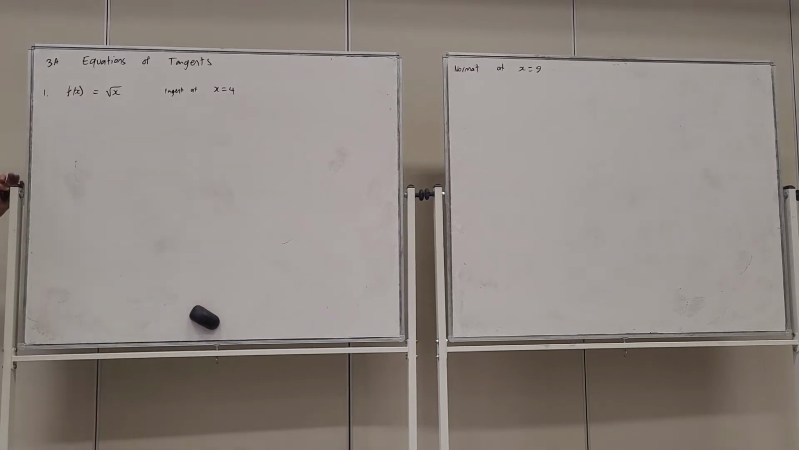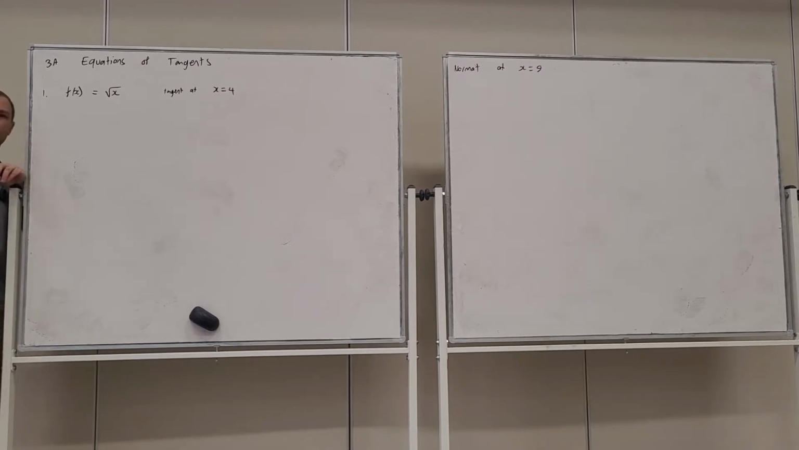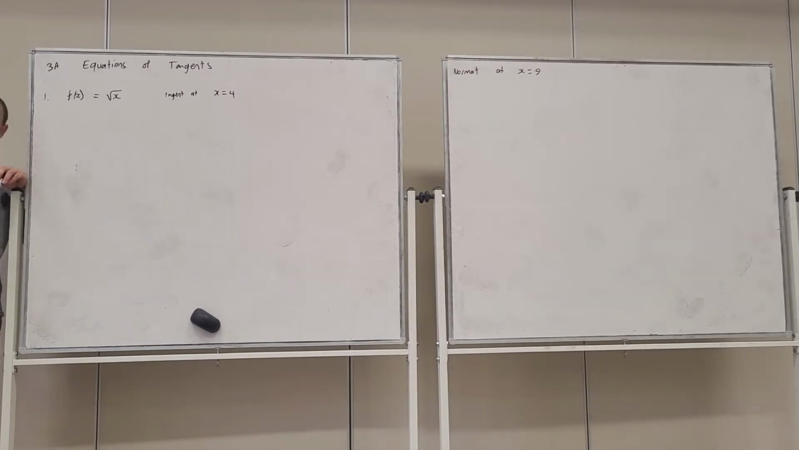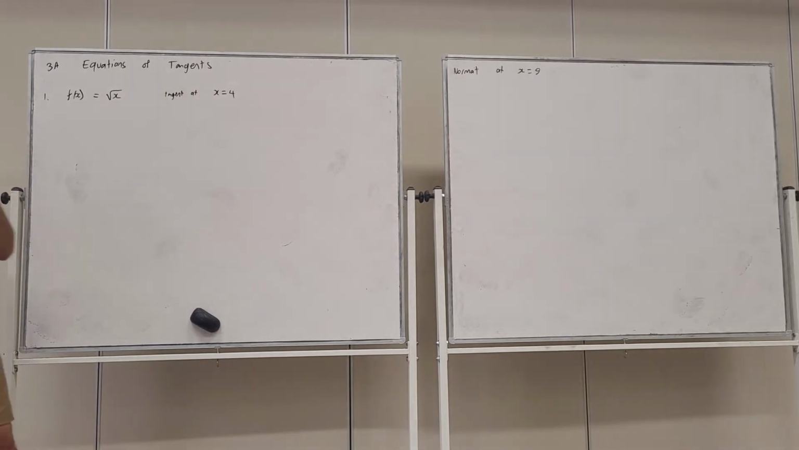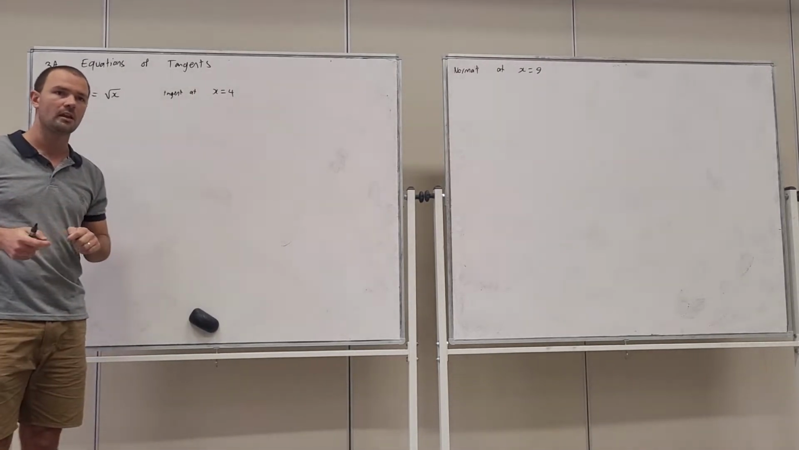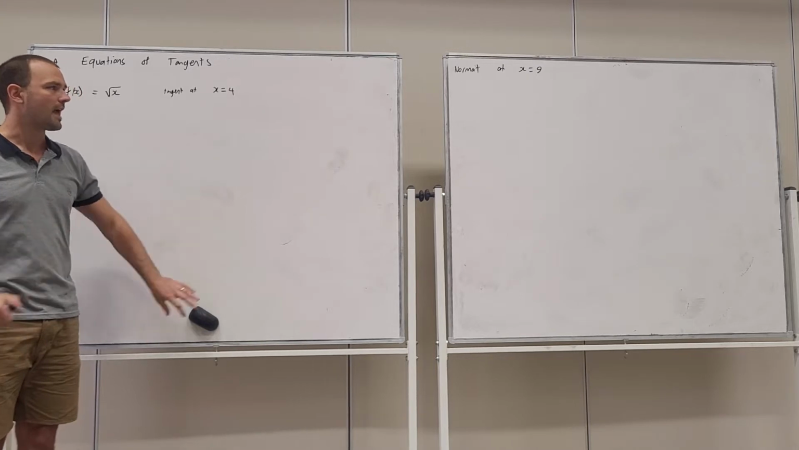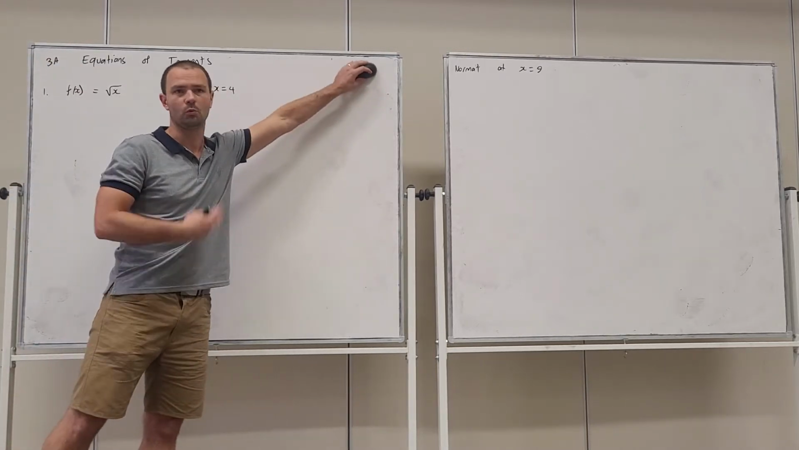We need to find the equation of a tangent and a normal. Now there are three processes that we can use, and really you can use whichever one you want to use. And I'm going to show you all three.